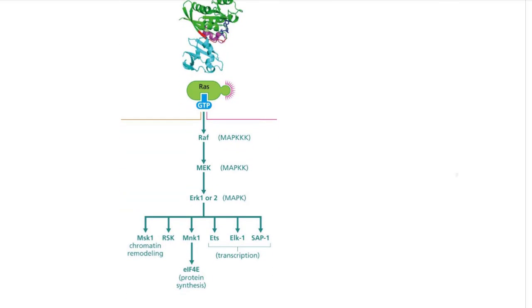So here we have a picture of this. We have RAS activating RAF. RAF activates MEK, and MEK activates ERK1 and 2, and then ERK1 and 2 will go on to phosphorylate downstream effector proteins.